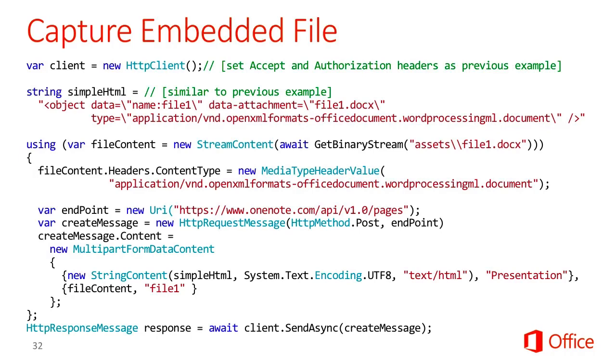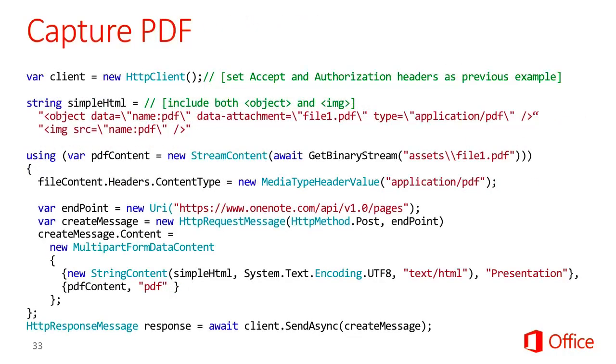The important part is down at the bottom where we're creating the message and setting its content property. I'm creating a new object called a MultipartFormDataContent, specifying a string content equal to the HTML that we created above. You can see that the encoding is UTF-8 and the type is HTML. I'm specifying Presentation, that's the main part of the document. And then the file content, the stream that we created, I'm going to associate with file1, which you see listed in the simple HTML in the data element for the object. That's how we're embedding an actual file.